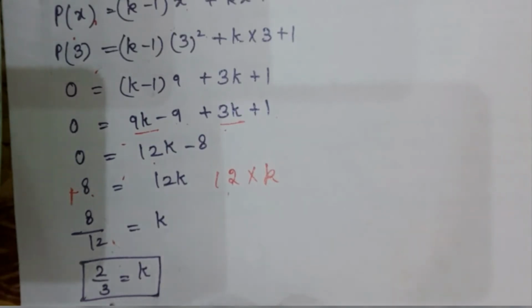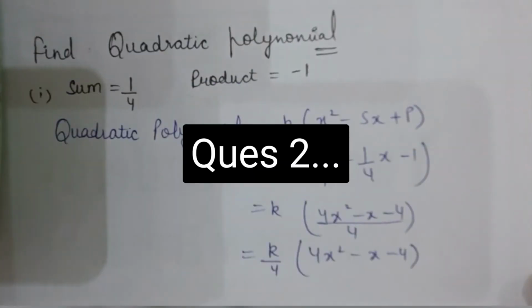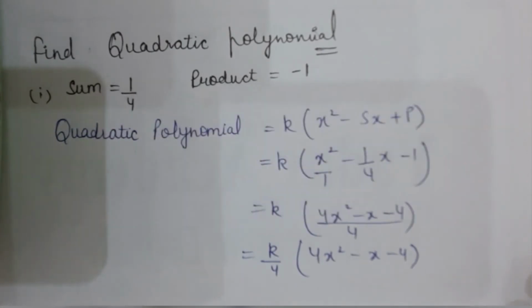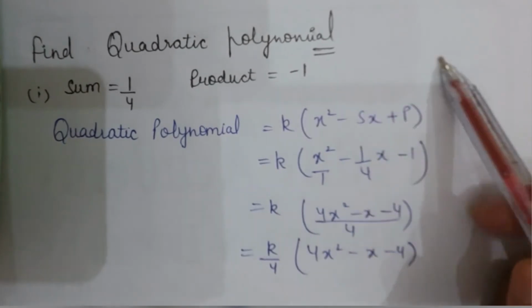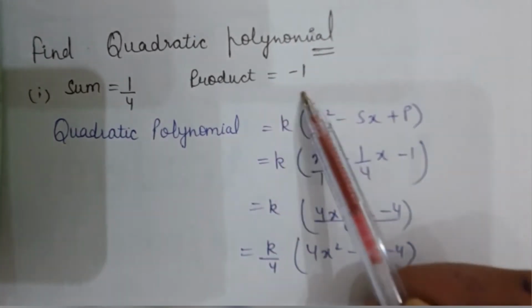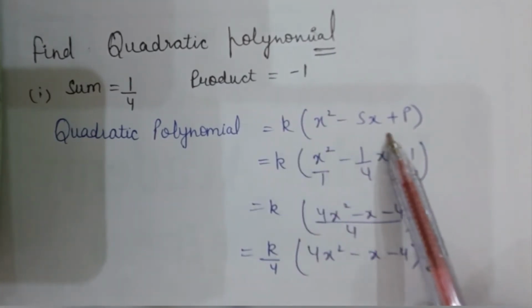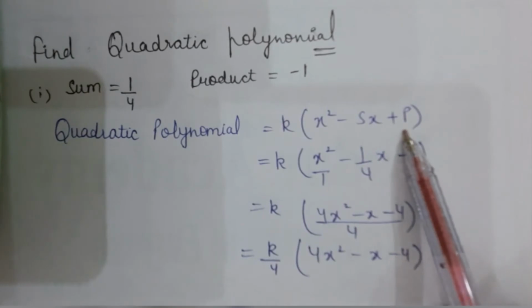These were the two questions which were given in the previous video. Now let's discuss exercise 2.2 question number 2. It is a very simple question, as I discussed with you in the introduction part also. Find the quadratic polynomial in which the sum is given as 1 by 4 and the product is given as minus 1.